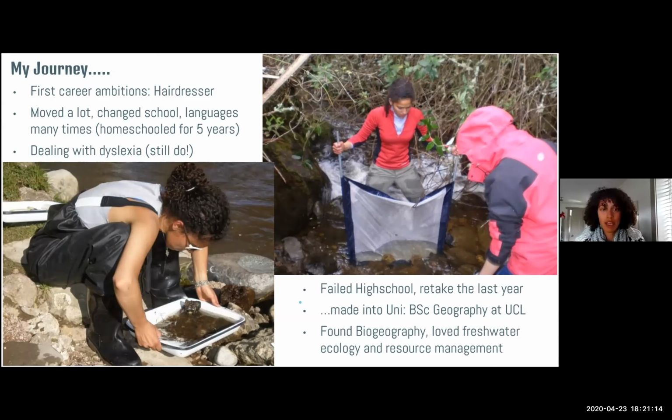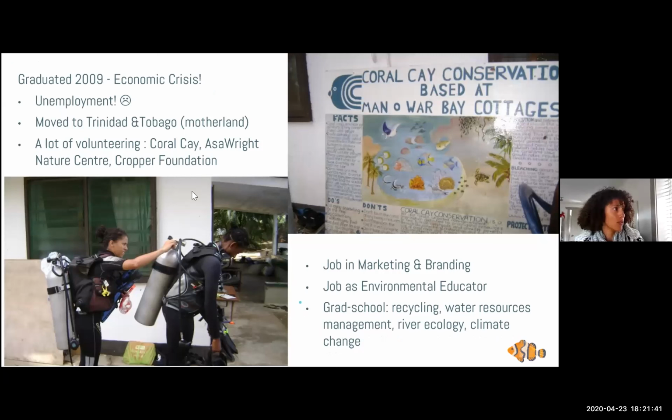I got my act together and I made it into uni. Everyone was shocked, including myself. And I did geography mainly because I didn't really know what else to do. And geography was kind of all-encompassing. You can do environmental studies together with development studies. And I still recommend it. It's a beautiful subject. And I fell in love with biogeography and freshwater ecology, and I really thought I was going to end up doing water resource management, especially of freshwater resources.